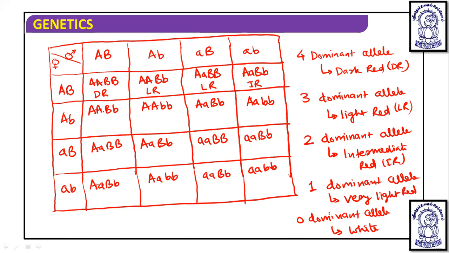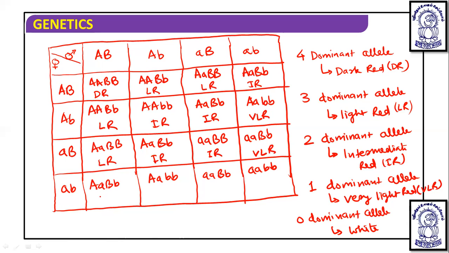Okay. Then here also three are dominant, so here they are light red. Here two are dominant, so they are intermediate red. Here two are dominant, so they are intermediate red. Here only one is dominant, so it is a very light red. Here also three are dominant, so here it is light red. Two are dominant, so it is intermediate red. Two are dominant, here it is also intermediate red. And here one is dominant, so here very light red.